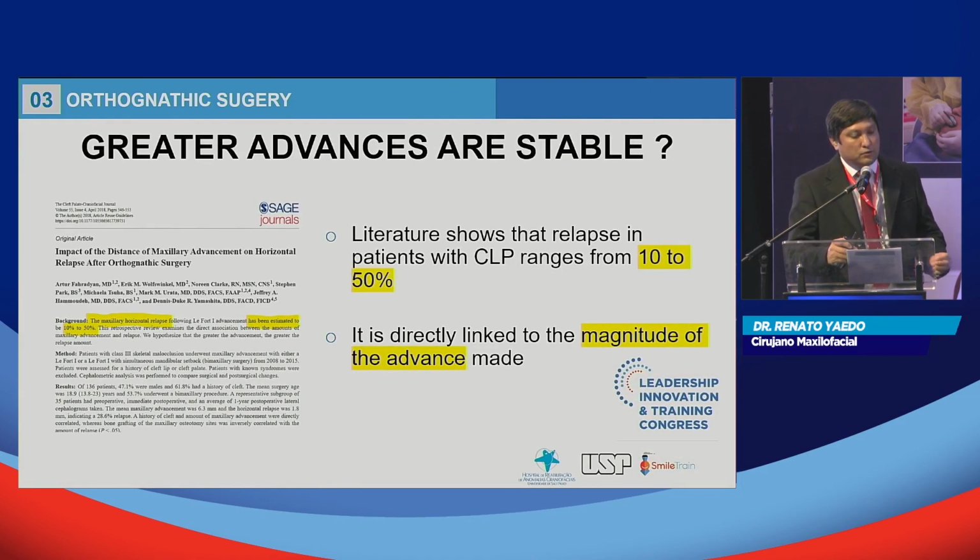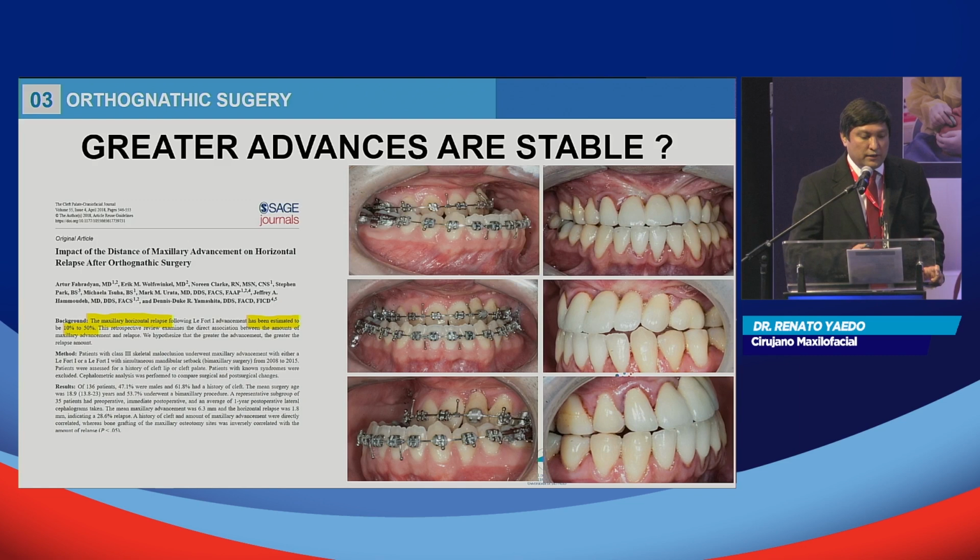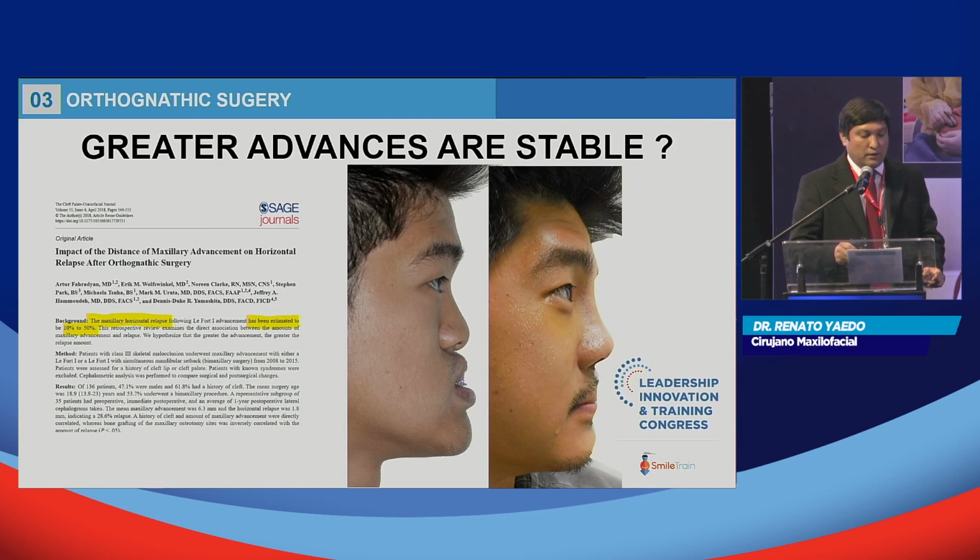The literature shows that relapse in patients with cleft lip and palate ranges from 10 to 50%. It is directly linked to the magnitude of the movement. And of course, we have some relapse, like this case. But in most cases, it's very easy to resolve with minor movement or compensations in teeth movement. Like you can see in this patient pre-operative and 5 years after surgery. And you can see the profile pre-operative and 5 years after rhinoseptoplasty.